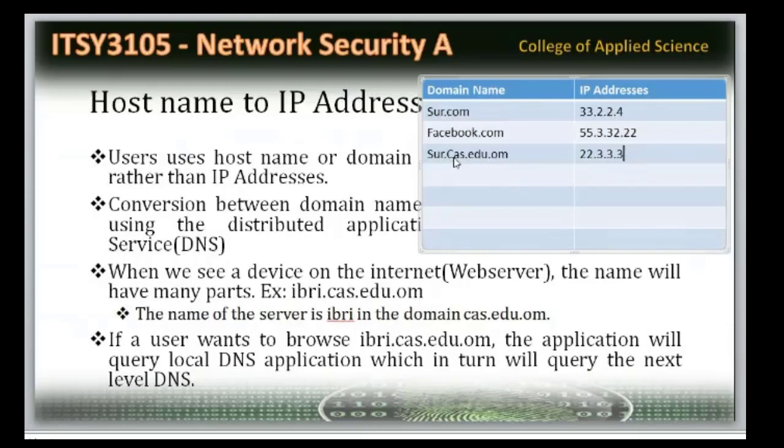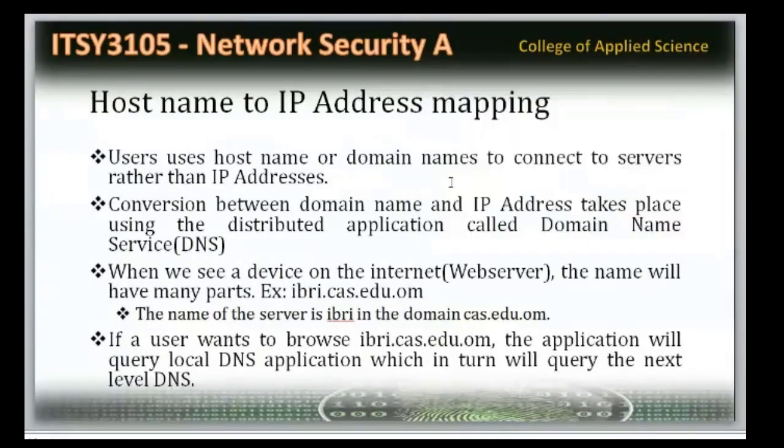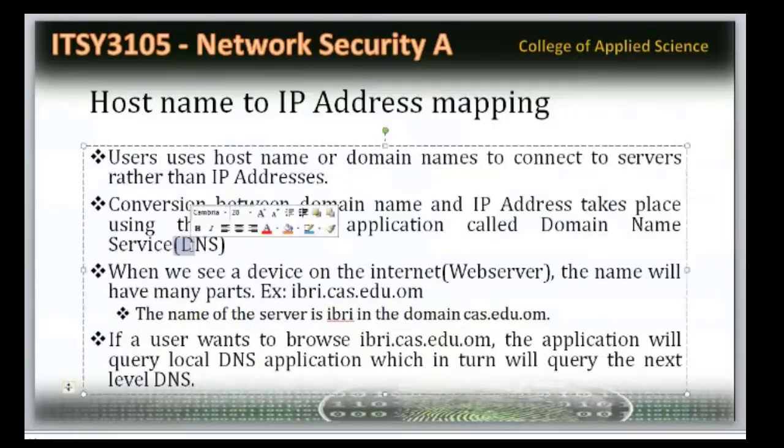So what does this mean? It is the nature of the human being. Human beings can easily keep domain names in their mind, even hundreds or thousands of domain names, whereas IP addresses we cannot. So we are going to map it. That means we are going to have a separate machine, and the name of the machine is the DNS machine.